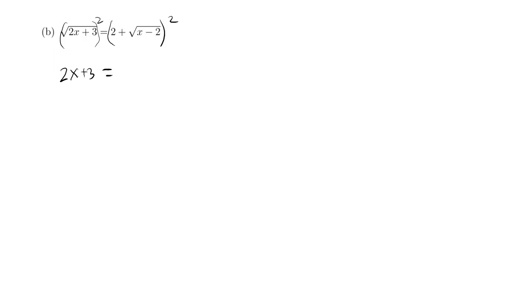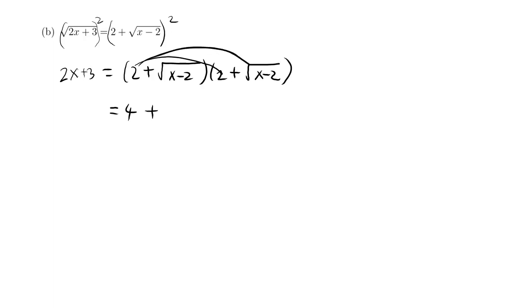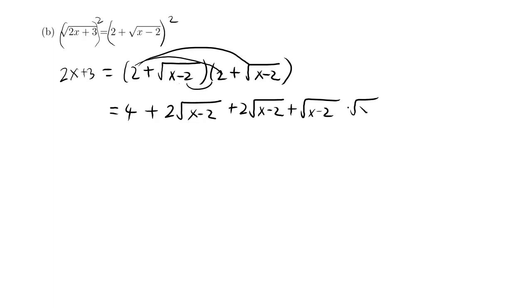So what you need to do is actually write it out and FOIL it. That takes a while. 2 times 2 is 4. So first, outer, that's twice the square root of x minus 2. Then inner, that's again twice the square root of x minus 2, and then the square root of x minus 2 times the square root of x minus 2, which is the square root of x minus 2 squared. So that's really this squared.